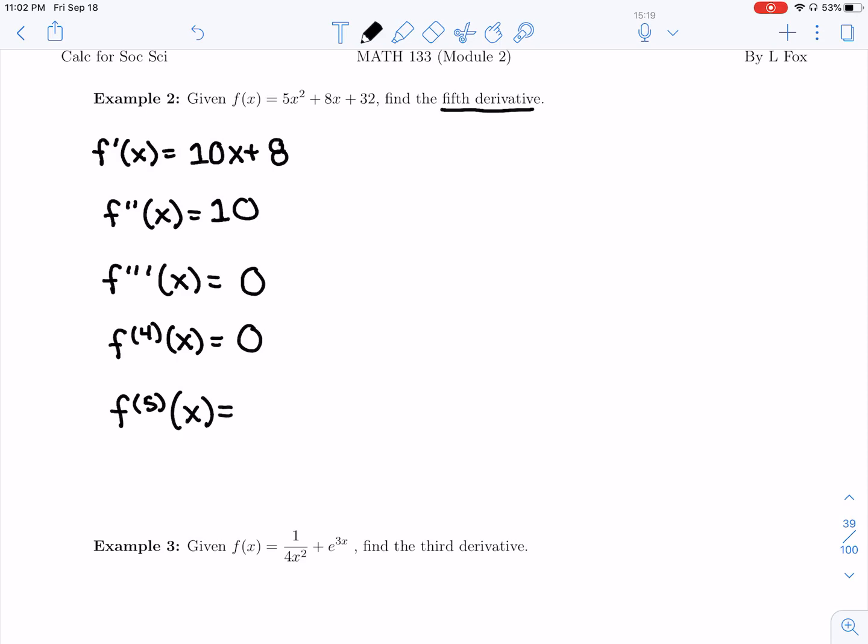Last derivative I have to do though, and it seems silly, but yes, you do have to show all your derivatives, even if they end up being simple like this. The derivative of 0 is 0. It's my fifth derivative. That's what I was asked for, so now I know I'm allowed to stop.